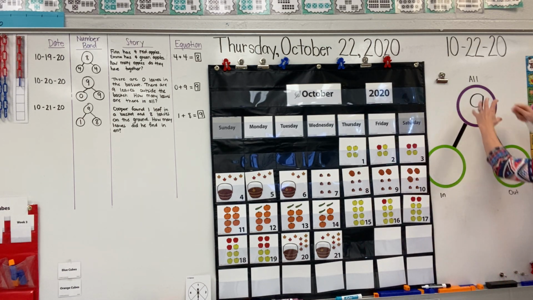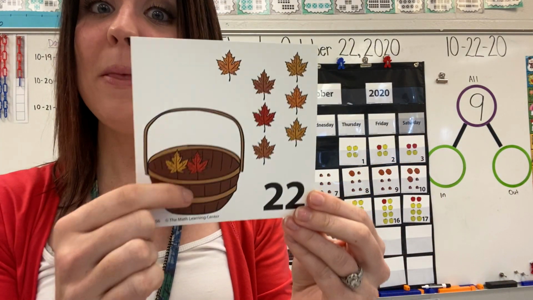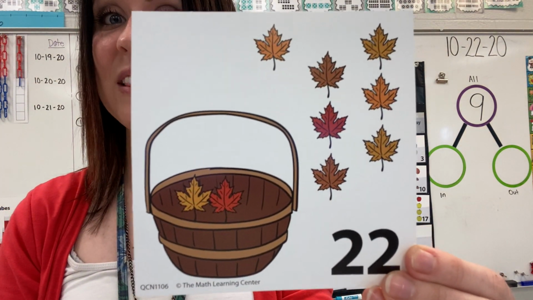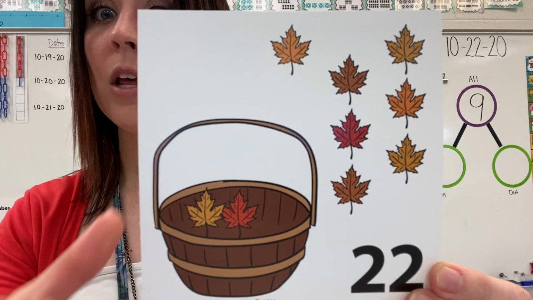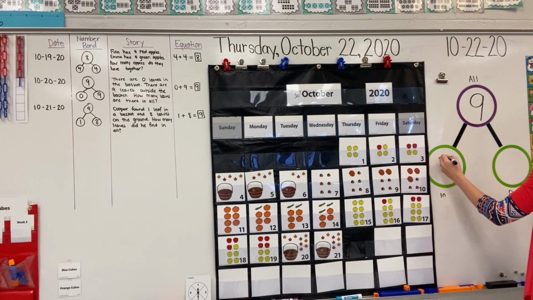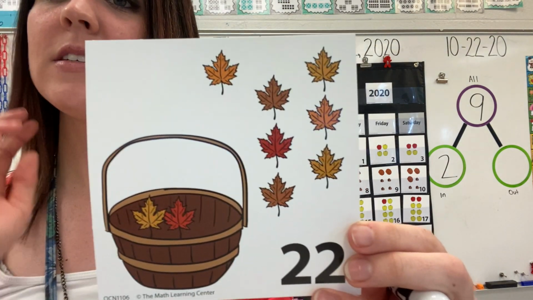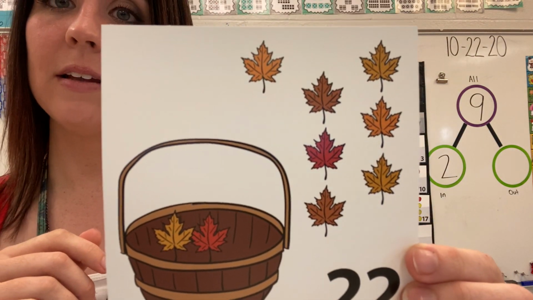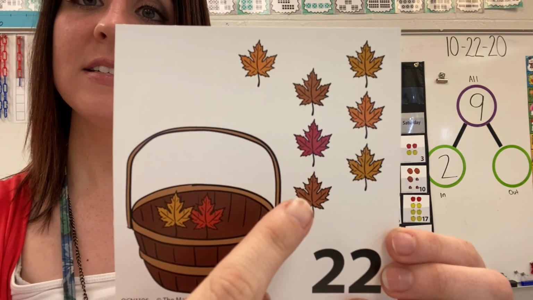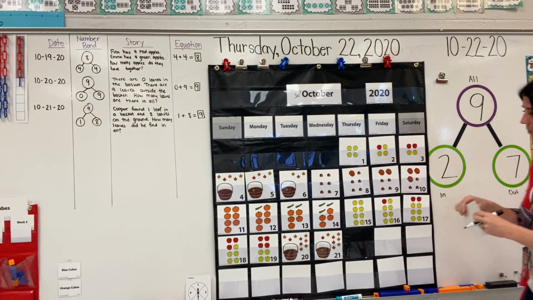Now we're going to take that 9 and we're going to break it into 2 parts. We have the part of the leaves that are in the basket and the part of the leaves that are outside the basket. How many of the 9 leaves are in the basket? 2. 2 of the 9 leaves are in the basket. So we're going to put the 2 down here. Now, how many of the 9 leaves are outside of the basket? 1, 2, 3, 4, 5, 6, 7. So we have 7 of them that are not in the basket.